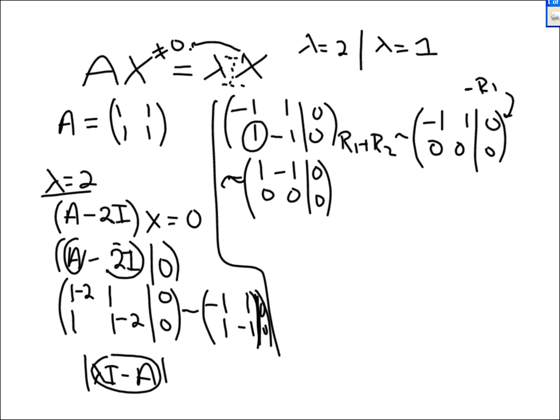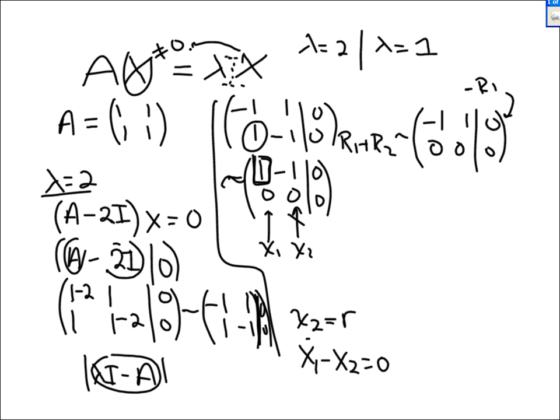Okay. Row 1 has a leading 1. Row 2 does not. So when I look at column 1, I see a leading 1. When I look at column 2, I do not. We'll say that big X is x1, x2. So what we know is x2 is a free variable. Call it R. And the first line says 1x1 minus 1x2 is equal to 0. That means x1 equals x2. x1 equals x2, which is R.